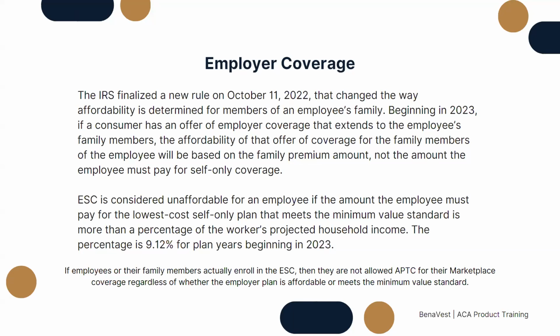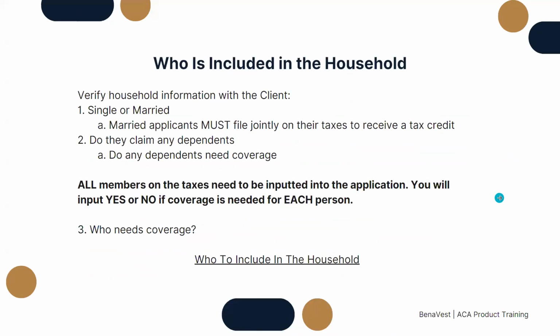Now, beginning in 2023, if a consumer has an offer of employer coverage that extends to the family members, the affordability of the coverage for the family members will be based on the family premium amount, not the amount the employee must pay for self-only coverage. Okay, so that will be based on the 9.12 for the plan. So it needs to be affordable.